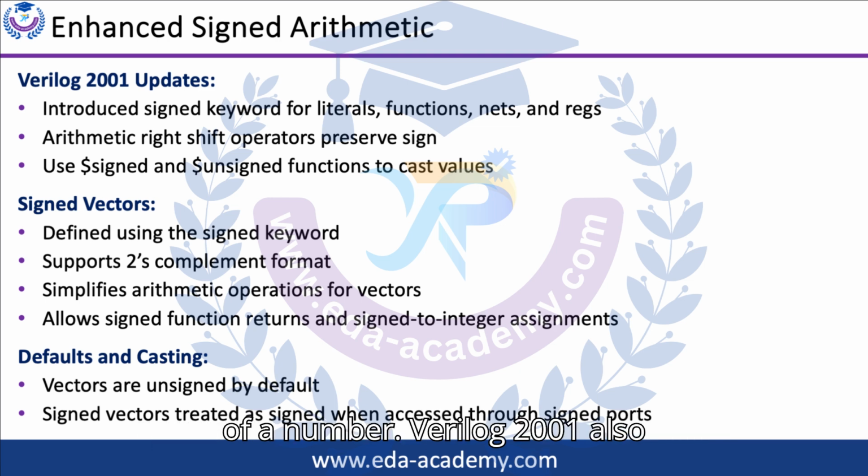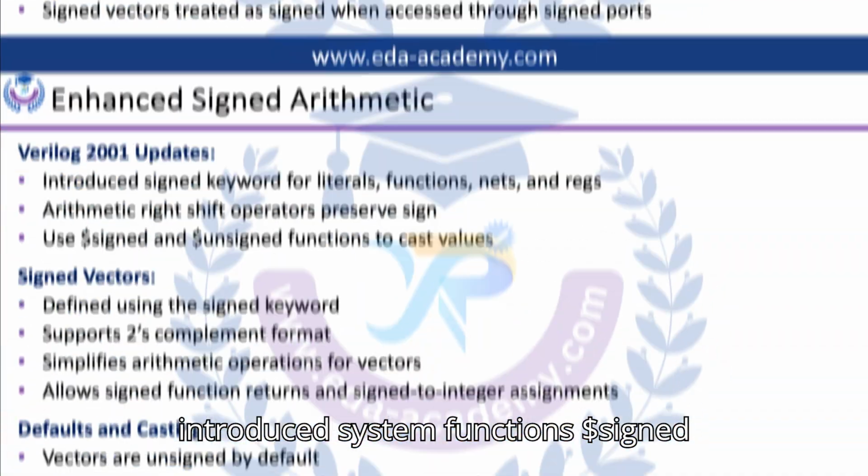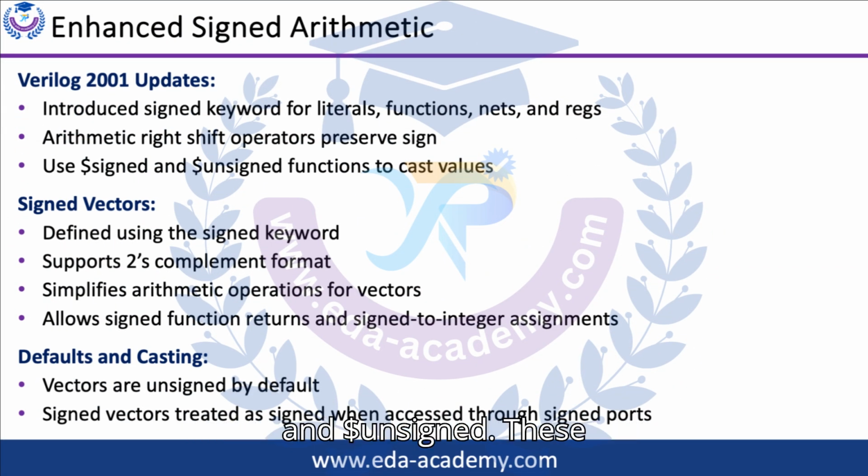Verilog 2001 also introduced system functions, $signed and $unsigned. These functions allow you to cast values explicitly to signed or unsigned, which is useful when working with mixed data types in arithmetic expressions. For example, in Verilog, if you write int a = -4'sd12 / 3, Verilog interprets the value 12 as a signed 4-bit number using 2's complement representation, which is then divided by 3, producing a result of 1. This shows how signed values are correctly handled to maintain their intended negative or positive state.